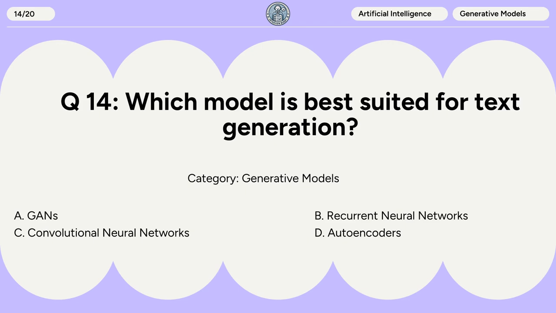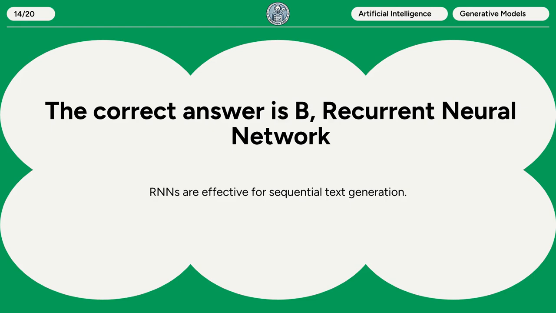Question 14. Which model is best suited for text generation? A. GANs. B. Recurrent neural networks. C. Convolutional neural networks. D. Autoencoders. The correct answer is B. Recurrent neural network. RNNs are effective for sequential text generation.